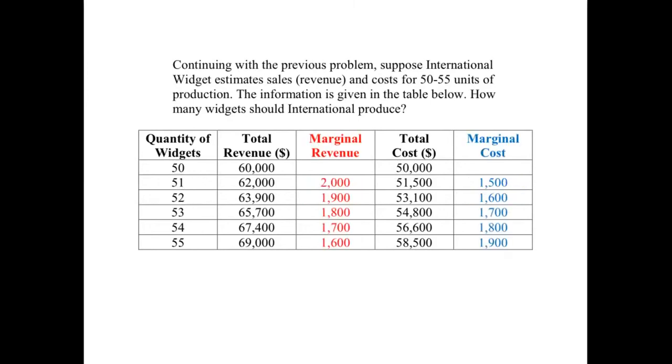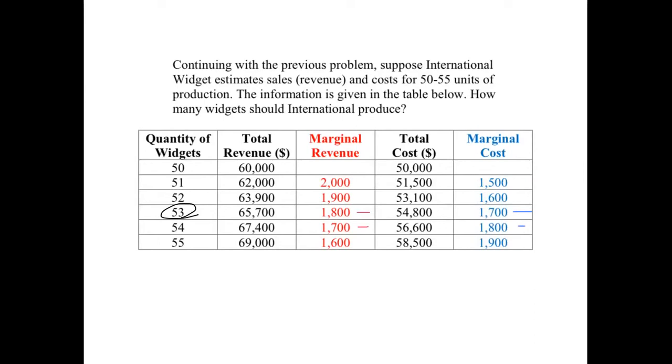To save a little time, I went ahead and calculated the remaining marginal revenues, the remaining marginal costs. And we see that, again, for the 53rd widget, marginal revenue is $1,800. Marginal cost is $1,700. Once again, marginal revenue is greater, and so the firm would produce the 53rd widget. But when we get to the 54th widget, marginal revenue is $1,700, marginal cost is $1,800.